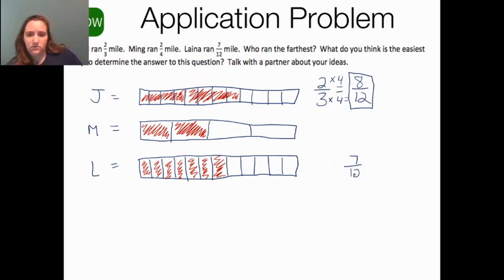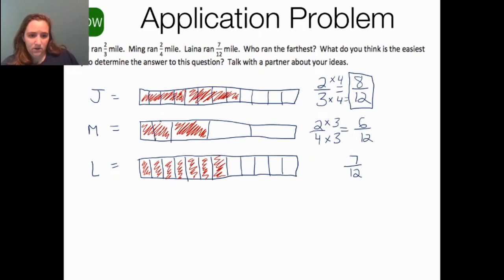Okay? So now let's figure out Ming. If Ming is 2/4, and we need to get to the equivalent fraction with 12 in the denominator, what do we have to multiply 4 with to get to 12? Well, 3. So what you do to one side, you must do to the other. And 2 times 3 gives us 6. So we have 6/12. So we need to break each of these boxes up into thirds. I'm going to go ahead and do this.